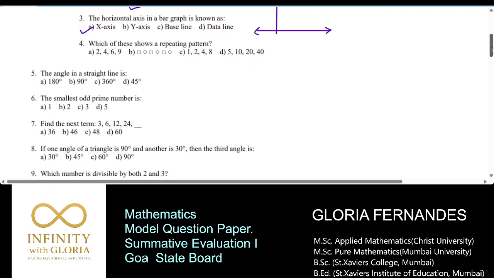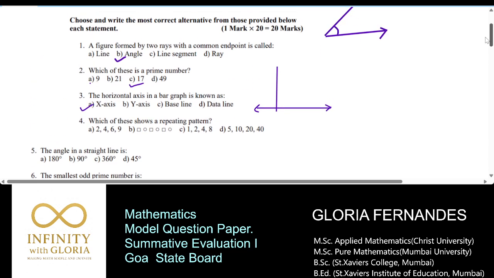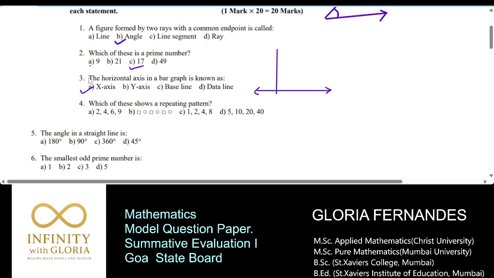Next one, which of these shows the repeating pattern? Repeating pattern means the number or the object has to repeat itself. In which option is the object repeating? Here in option B. You have a square, circle, square, circle. So here the objects are repeating. It can be a number also, but in this case we have an object.